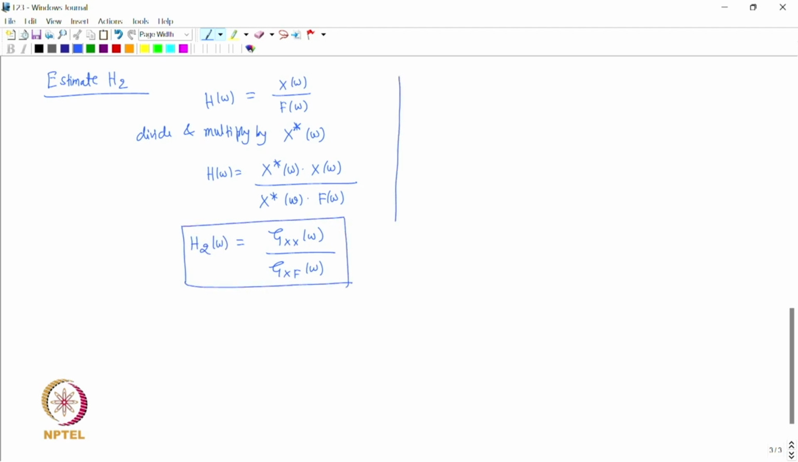And we should note that here G_XX omega is nothing but the auto spectrum of X, and G_XF is nothing but the cross spectrum between X and F. So all the auto spectrums are magnitude spectrums, they do not have any phase information, and cross spectrums have magnitude as well as phase, the relative phase between the two signals in question. So this is estimate H2.